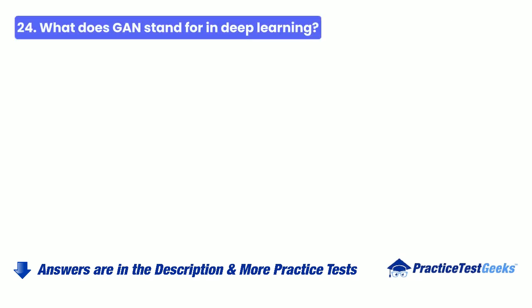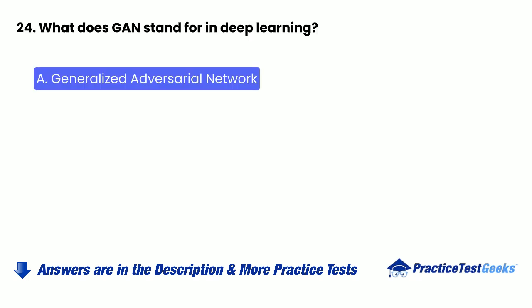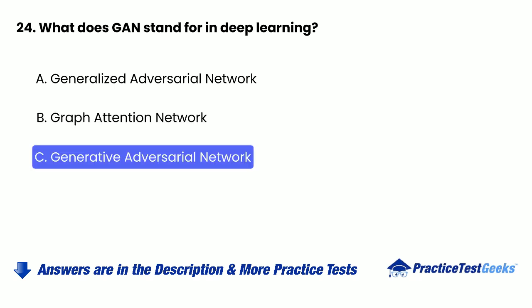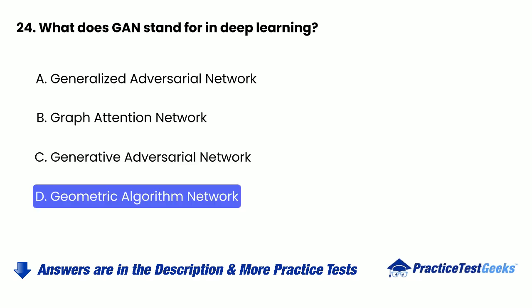24. What does GAN stand for in deep learning? A. Generalized adversarial network. B. Graph attention network. C. Generative adversarial network. D. Geometric algorithm network.